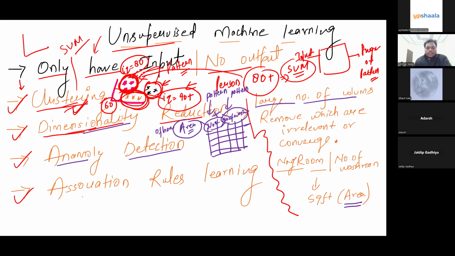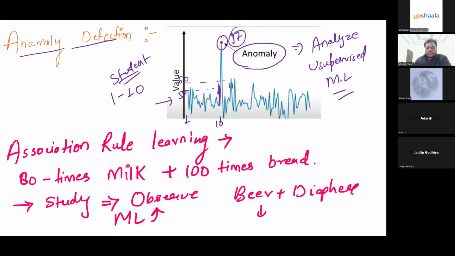The last one is association rule learning. Okay, so this is a quick example. There was one case study. I think this case study was conducted by Walmart, which I guess is the parent company of Flipkart.